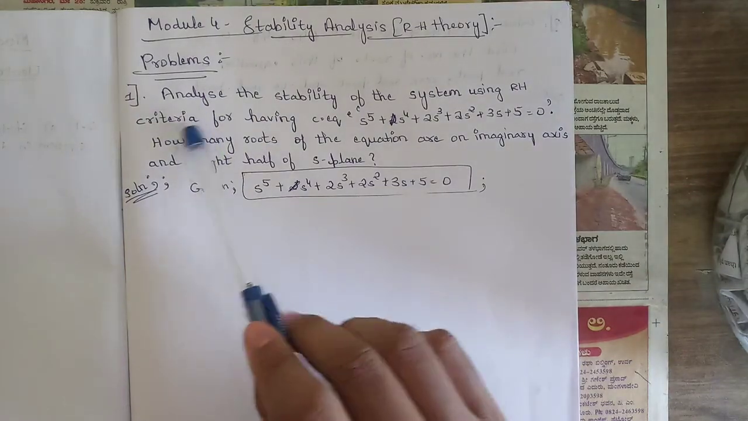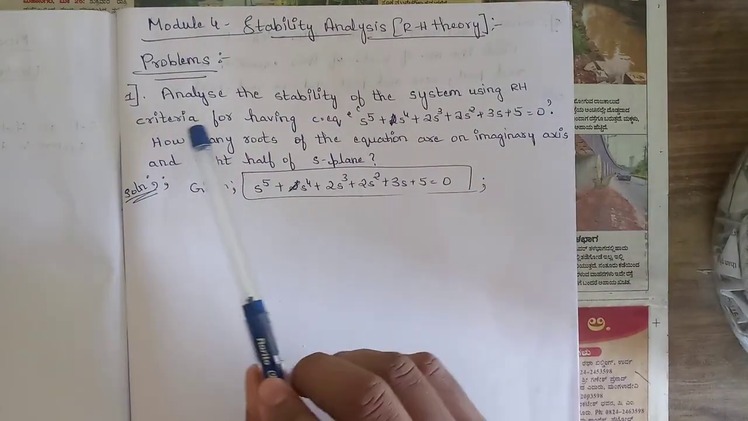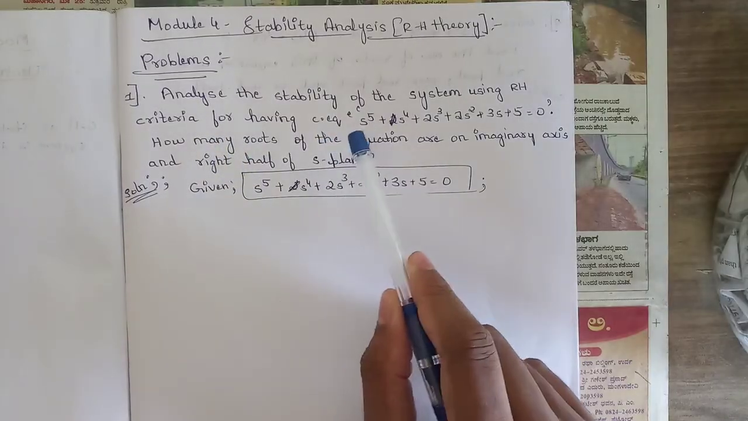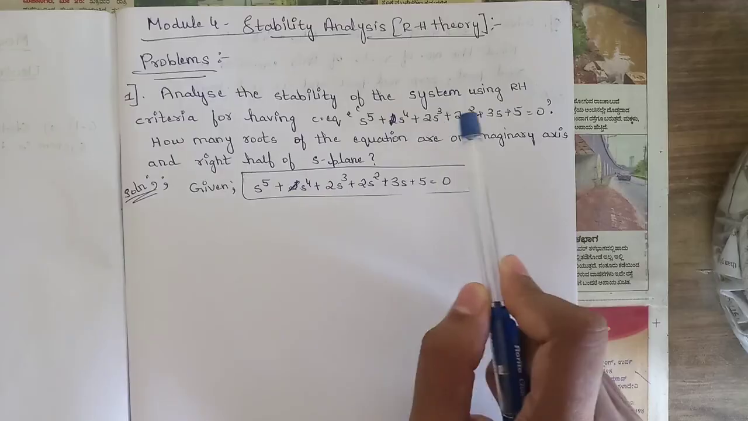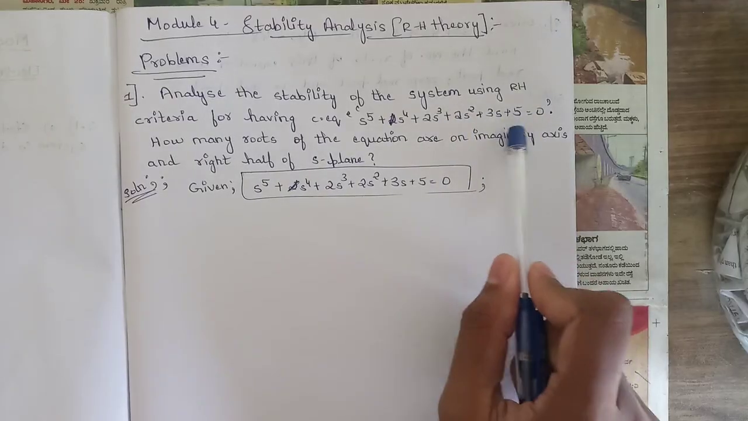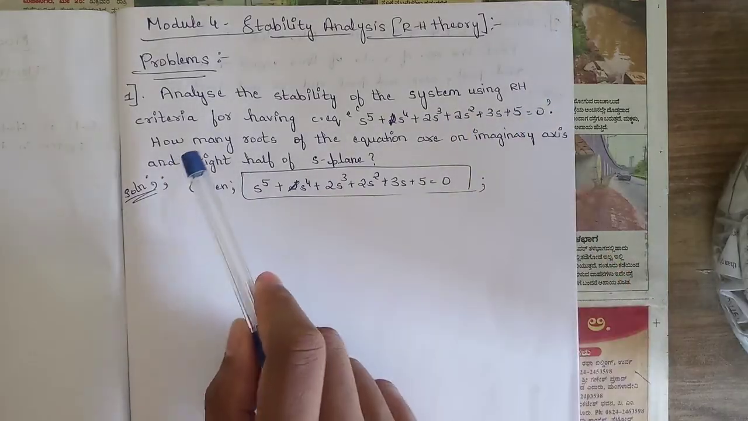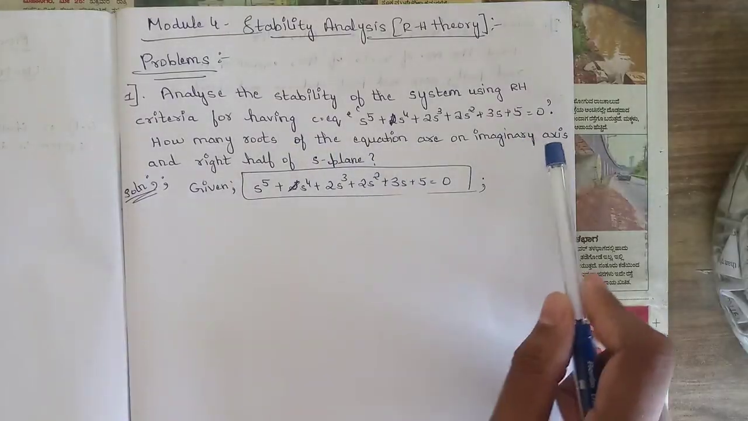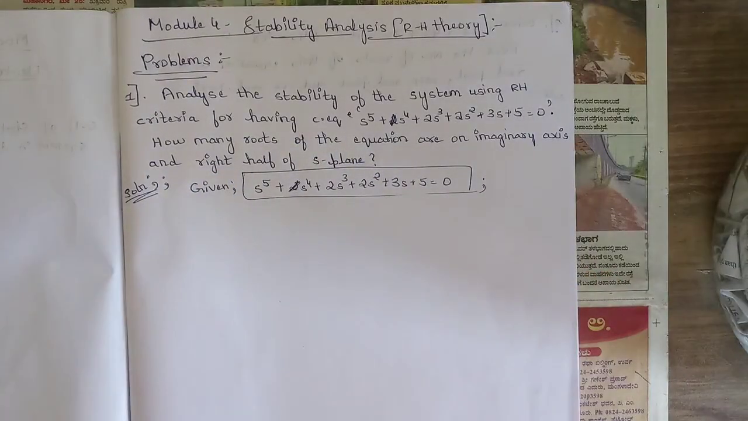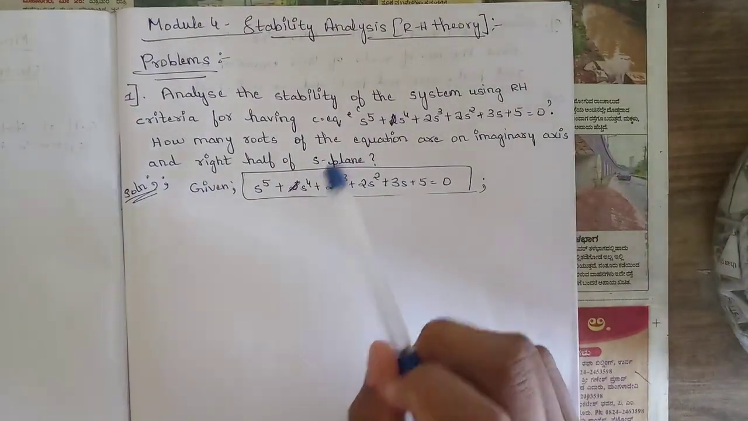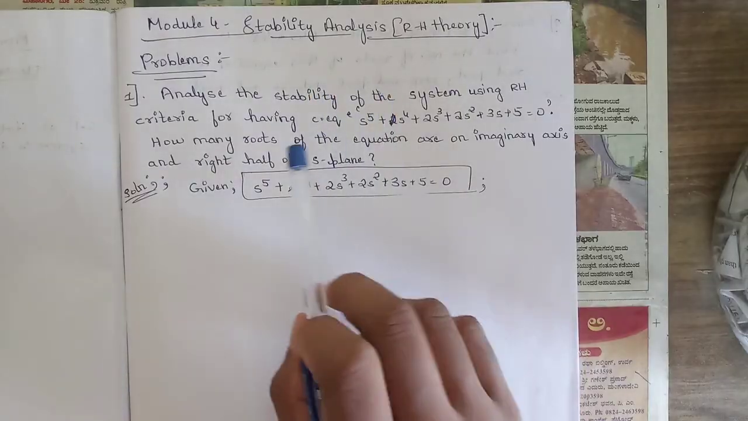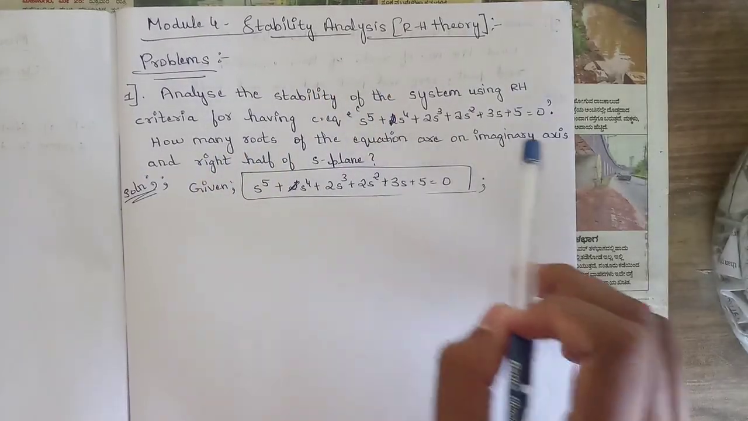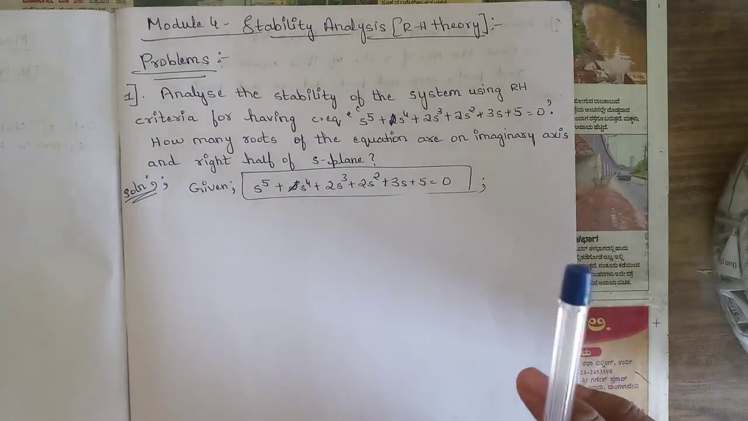Analyze the stability of the system using RH criteria for the characteristic equation. They have given it as s to the power 5 plus s to the power 4 plus 2s cube plus 2s square plus 3s plus 5 equal to 0. Now for this, how many roots of the equation are on the imaginary axis and on the right half of the S plane? So they have not directly asked for stability. After analyzing stability, we need to check how many roots of this equation are on the imaginary axis and right half of the S plane.